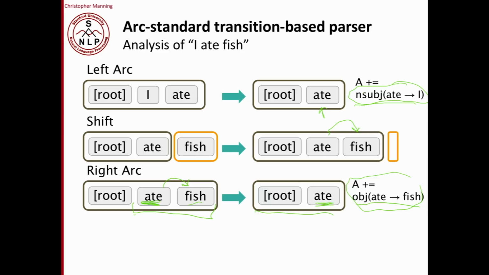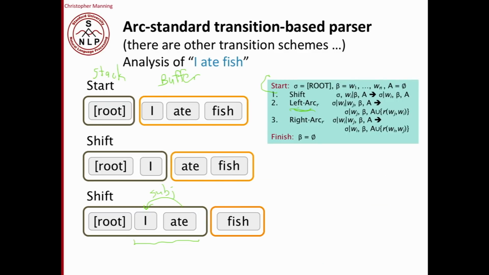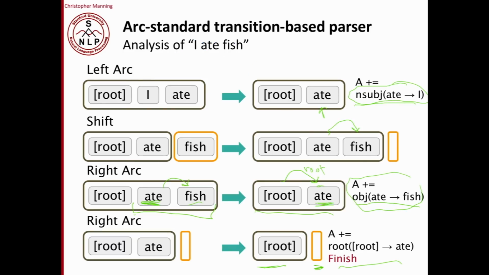And so at this point, I'm in the same position. I want to say that this ate is a right dependent of my root, and so I'm again going to do right arc and make this extra dependency here. Okay, so then my finished condition for having successfully parsed the sentence is my buffer is empty and I just have root left on my stack, because that's what I said back here. That was buffer is empty as my finished condition. Okay, so I've parsed the sentence.